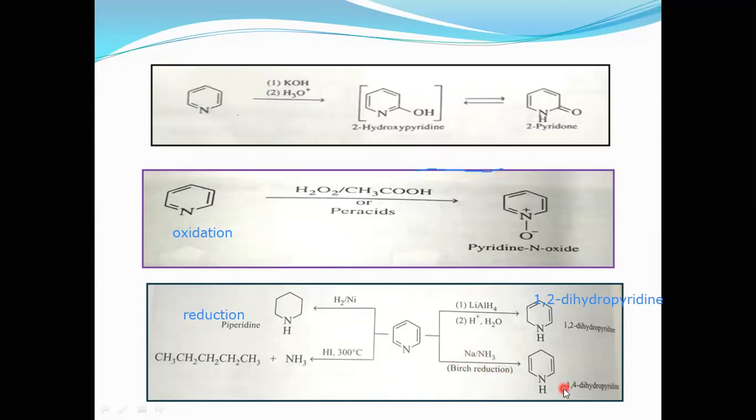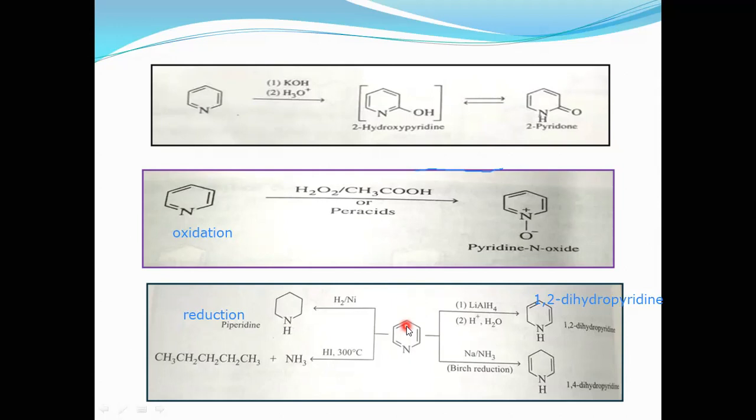Pyridine also undergoes reduction using ammonia and sodium. We can get 1,4-dihydropyridine. This is 1,4, and this is 1,2. This is 1,4-dihydropyridine. The reaction using sodium and ammonia is known as the Birch reduction. These are the reduction reactions of pyridine.